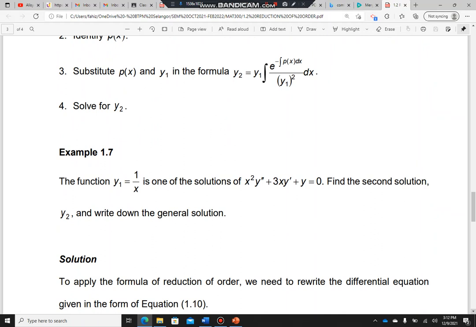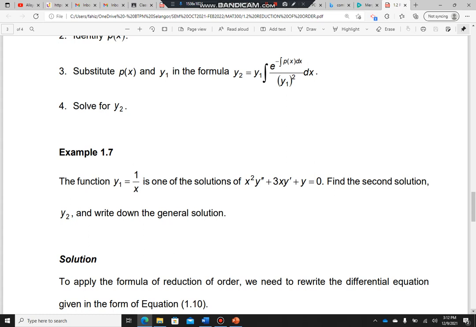Substitute PS and Y1 in the formula Y2 equals to Y1. So gantikan sebab kita dah identify PS, and then kita dah diberi Y1. So solve for Y2. So you get the second solution, which is Y2.